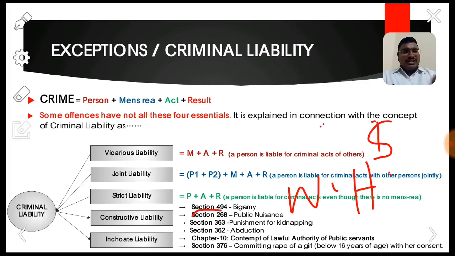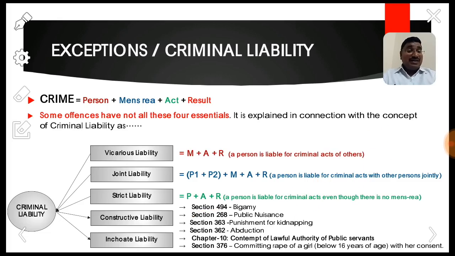But there are certain exceptions for this concept of bigamy. There is one person, there is some act committed, and the result is the second marriage. But because of ignorance of the law or ignorance of the fact, if he commits this offense, that is bigamy, he should take the strict liability. He is punishable under section 494 of the Indian Penal Code. There is no exception for him.